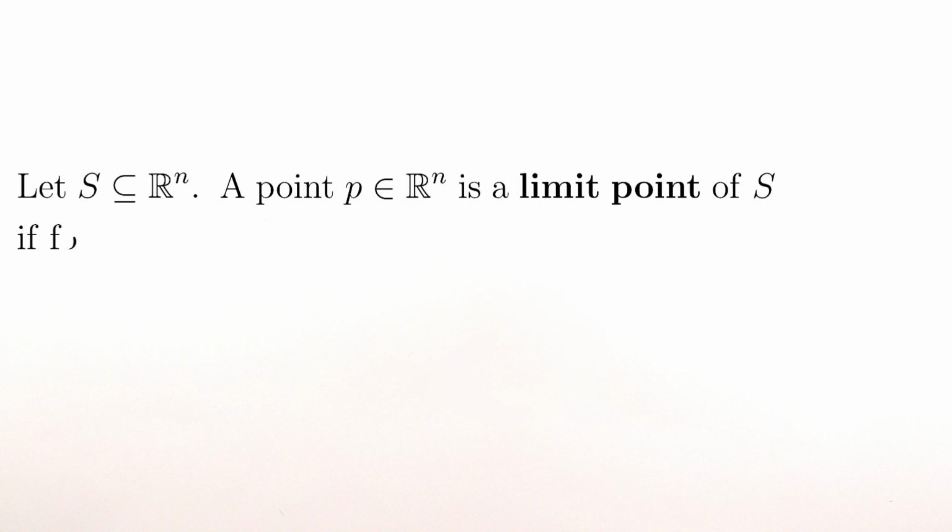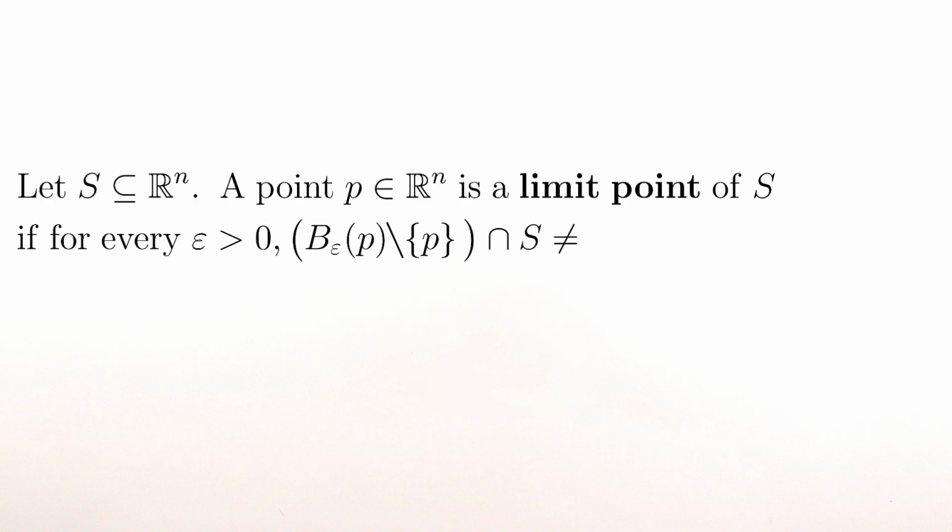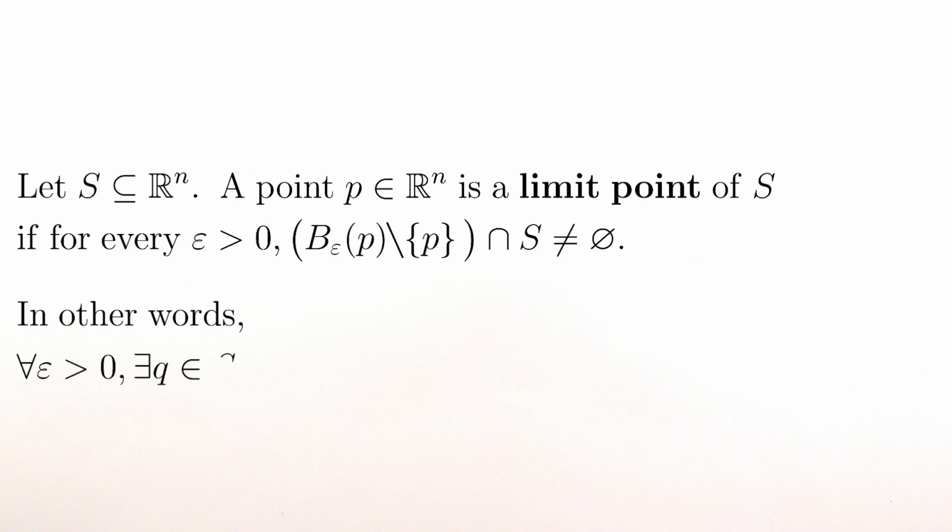What is the definition of a limit point of a set? Let S be a subset of n-dimensional space. A point P in n-dimensional space is a limit point of S if, for every epsilon bigger than 0, the punctured open ball, so the open ball of radius epsilon without the point P, has non-empty intersection with S. In other words, there exists a point Q in S not equal to P such that the distance between Q and P is less than epsilon.